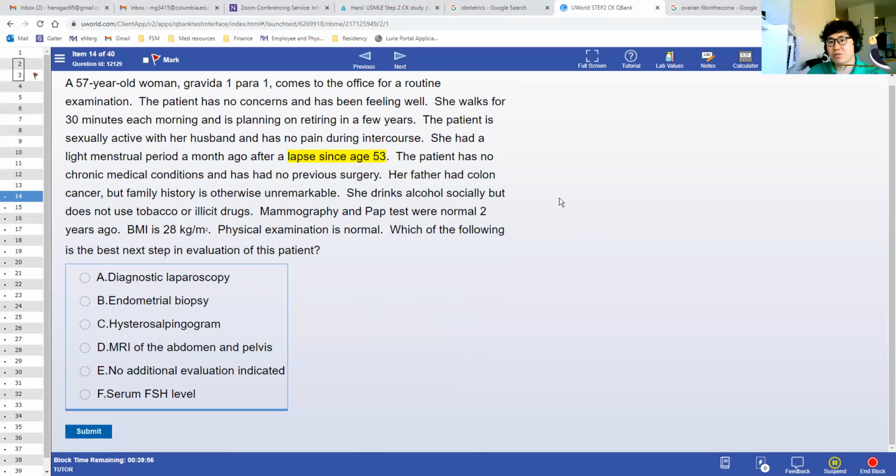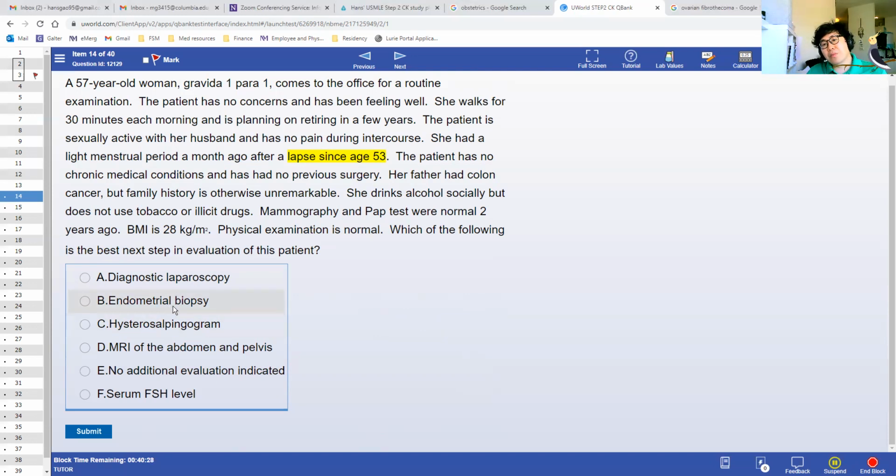All right, family history is okay. Drinks socially. Mammography and PAP were normal 2 years ago. Good. BMI is 28. Not great, but okay. This is America. Which of the following is the most accepted in evaluation? So, diagnostic laparoscopy. When you're evaluating for endometrial cancer, you want some kind of sampling from the endometrium. If that's abnormal, you would get some kind of imaging.